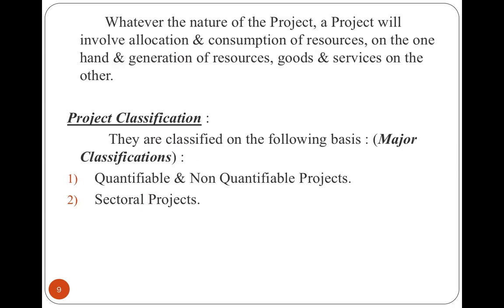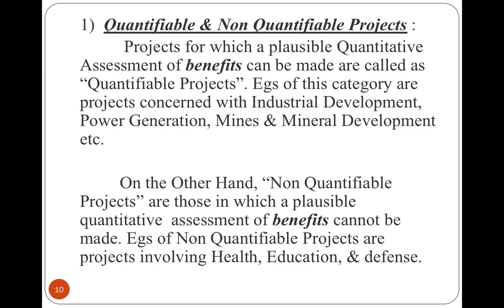Next, coming to project classification. What is project classification? You have two major types: quantifiable and non-quantifiable projects, and sectoral projects. What are quantifiable and non-quantifiable projects? Quantifiable projects are those which lead you to some benefits or gain, like industrial development, power generation, mining and mineral development. You can get something out of it, right?